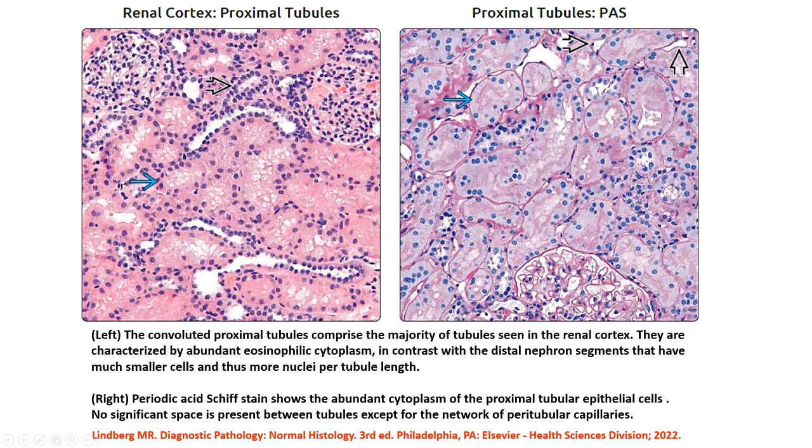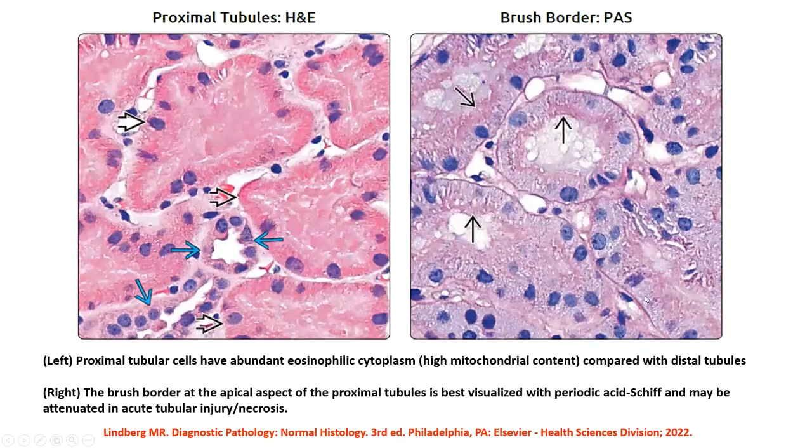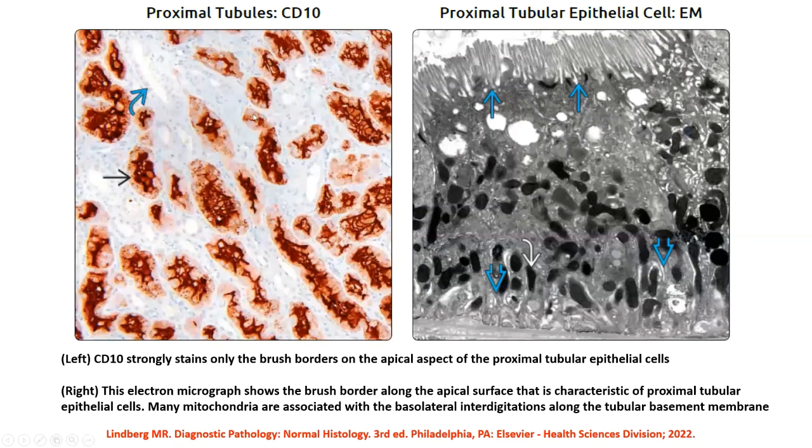And towards the 6 o'clock position, you have got the glomerulus. Again, on the H&E section also towards the left, you see well-developed brush borders of the proximal convoluted tubular elements, and these brush borders are picked up in a better way by doing a PAS stain. As I have already said, the brush borders can also be picked up with immunohistochemical markers like CD10, and of course, you could also appreciate them on an electron microscopy.